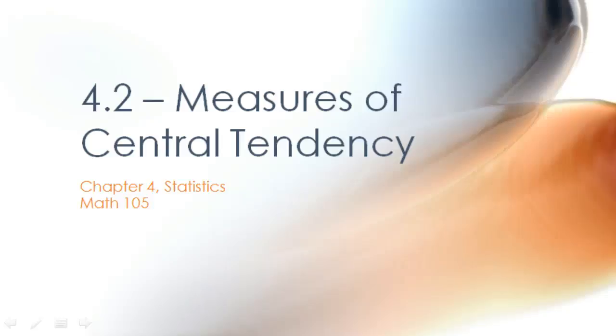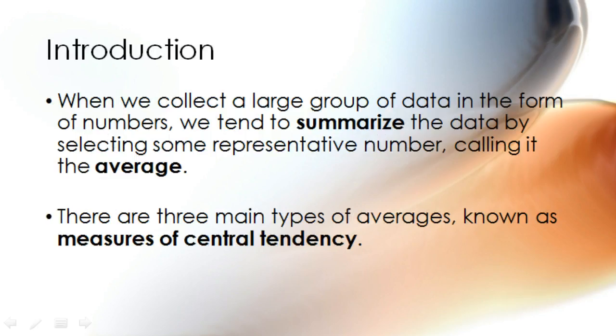Welcome to Section 4.2, Measures of Central Tendency. In the last section, we collected groups of numbers called data. We looked at ways to organize it. Often we will summarize the data by selecting some number to represent the whole group and call that an average.